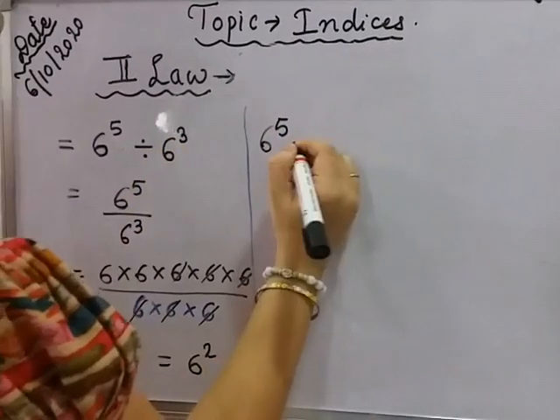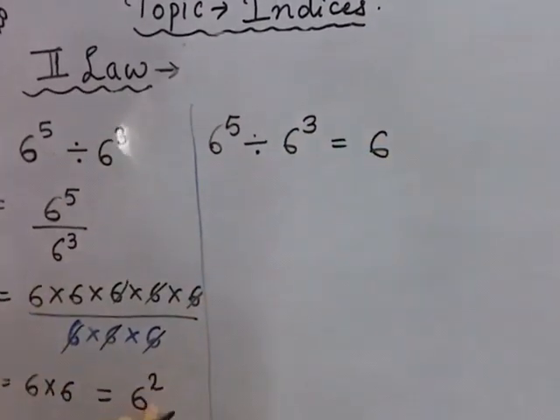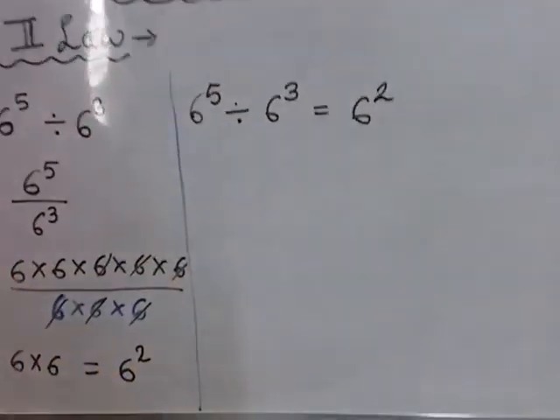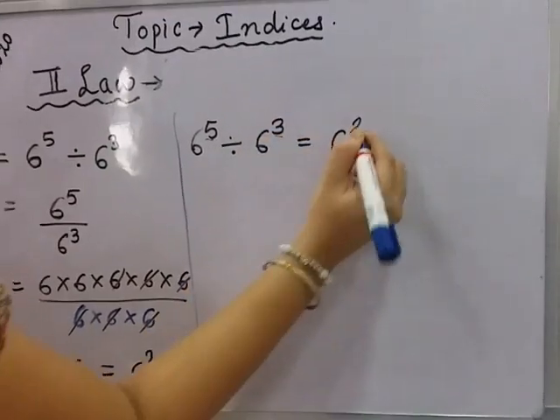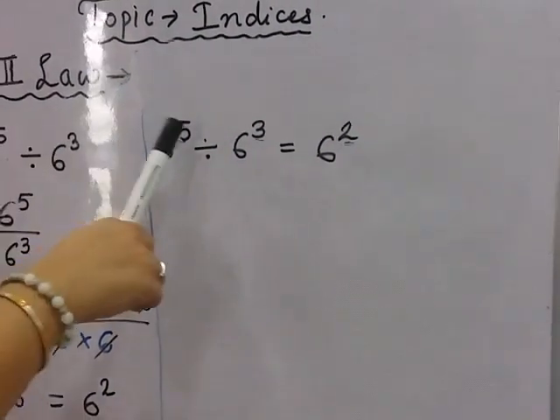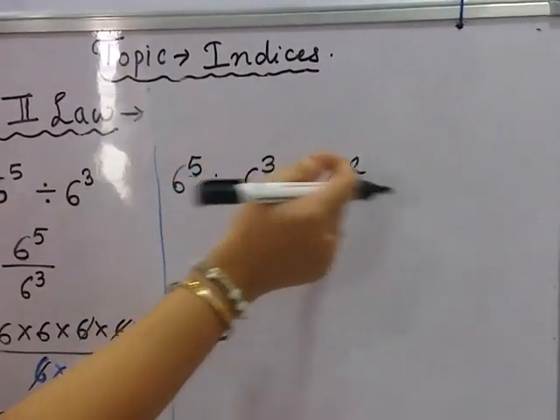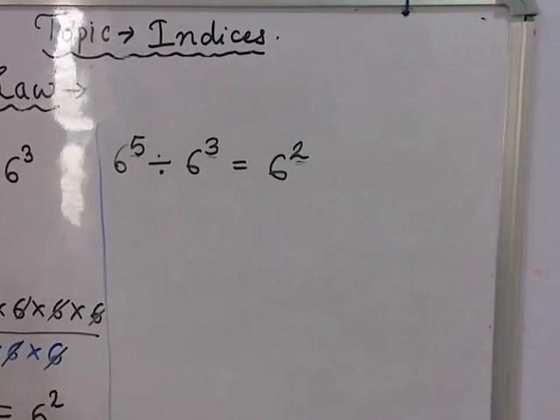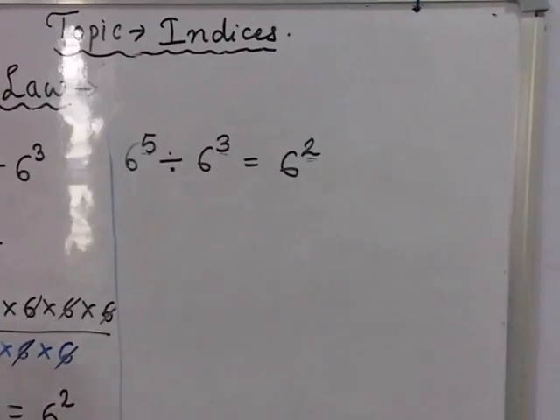6 raised to 5 divided by 6 raised to 3 is equal to 6 raised to 2. So again, compare the index, student. Here is 5, here is 3, here is 2. Is there any relationship between the indices 5, 3 and 2? Yes, if you observe, 5 minus 3 gives the answer 2. So student, here we got the second law of indices.